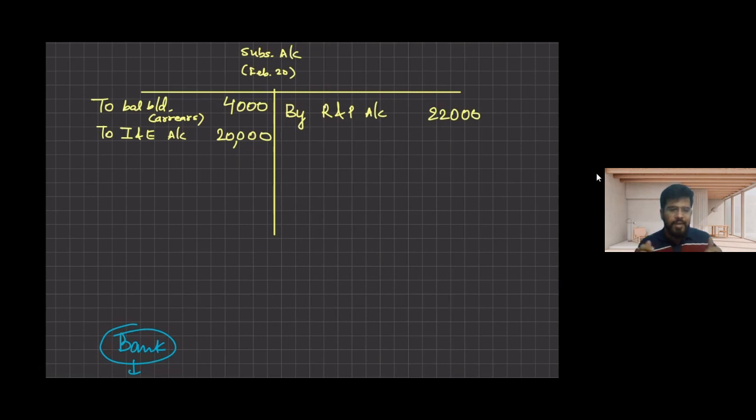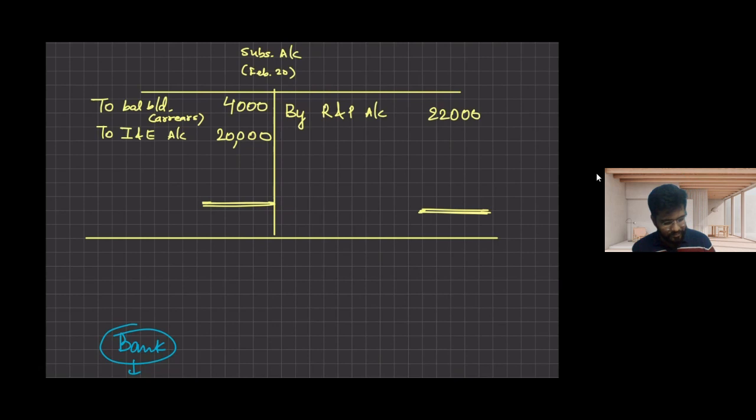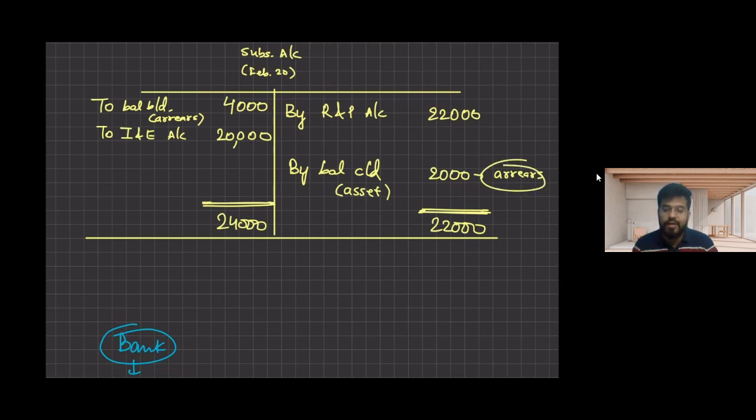Now, can I do the balancing? Let's try to do the balancing. This will not be the exact balance, but let's try. So here we have 24,000. Here we have 22,000. There is again a balance carried down, and this is an asset. That means 2,000 rupees is in arrears, which I will receive in the next month. But this is not giving a correct picture.